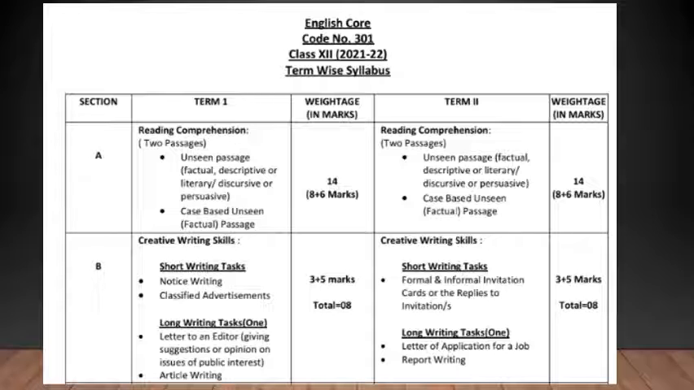Then in the case of writing skills, we have a short writing task and a long writing task. But in the second term, we have invitations and replies to invitations, formal and informal invitation cards or the replies to invitations. Then in the case of long writing tasks, you have a letter of application for a job, which is very important when you apply for a job afterwards, when you go for a career. And the second one is report writing in the case of long writing tasks. So the long writing task is going to be for 5 marks, whereas the short writing task is going to be for 3 marks. Totally it will be 8 marks.